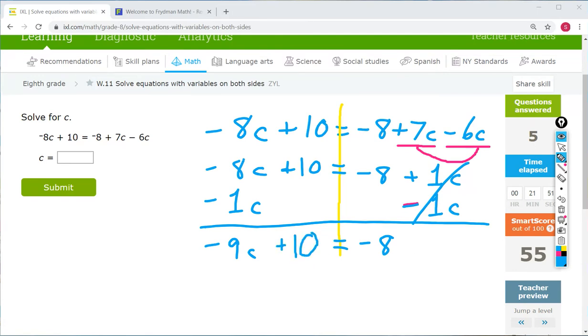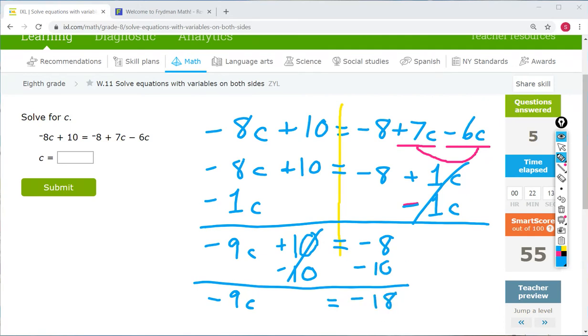Okay, so now the rest of this is just like solving a pretty simple equation. So subtract 10 from both sides. That cancels. We have -9c here equals, once again, same symbols, add, and keep the symbol. Now this is like -9 times c, so we'll divide both sides by -9.